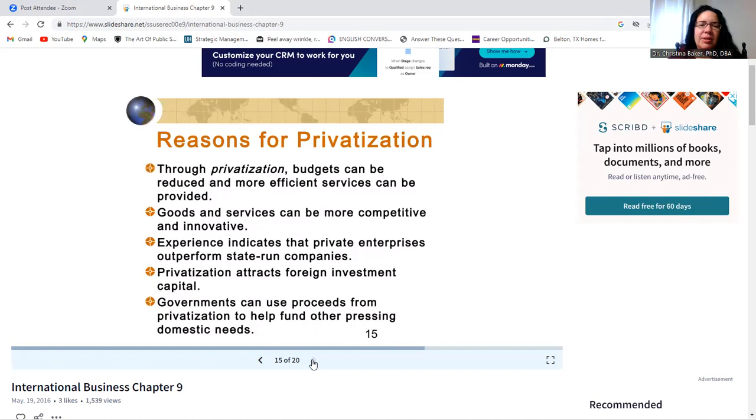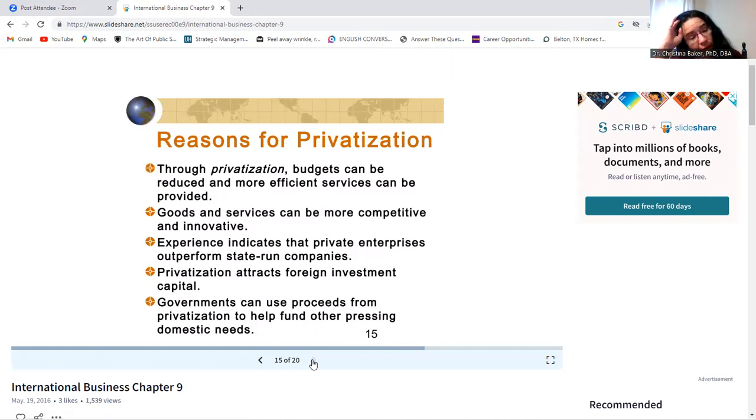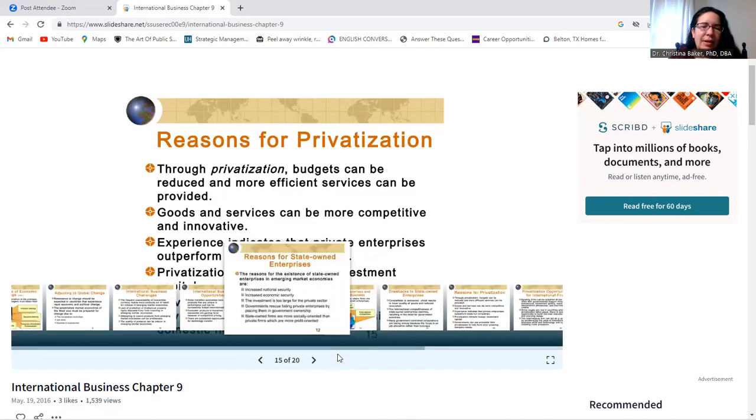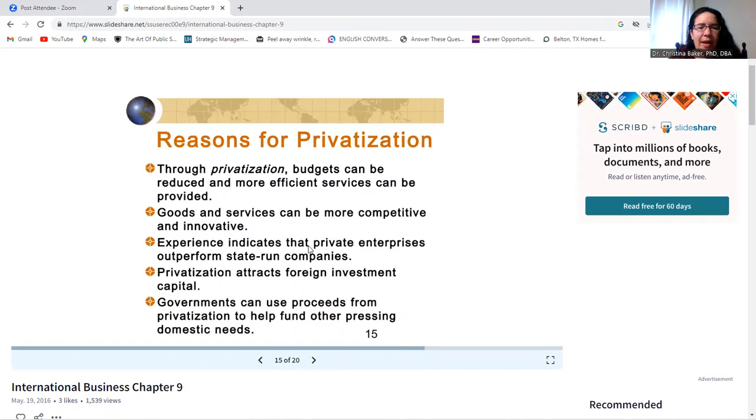Through privatization, budgets can be reduced and more efficient services can be provided. Goods and services can be more competitive and innovative. Experience indicates private enterprises outperform state-run companies. Privatization attracts foreign investment capital, and governments can use proceeds from privatizing to help fund other pressing domestic needs.